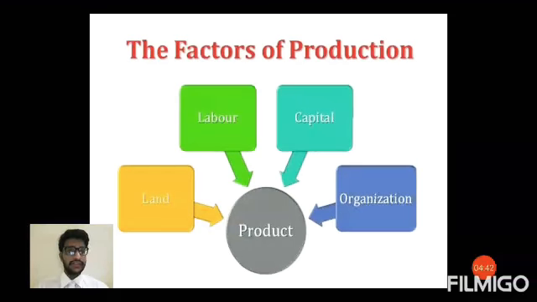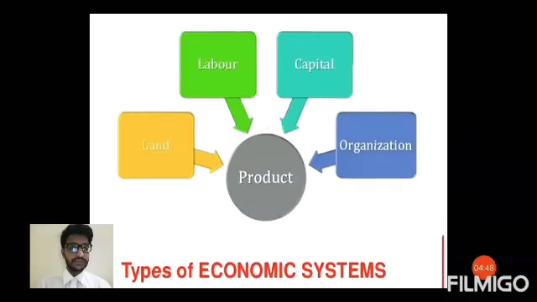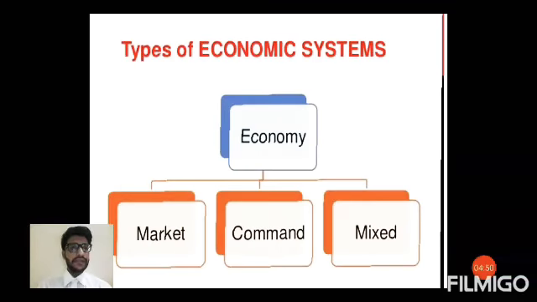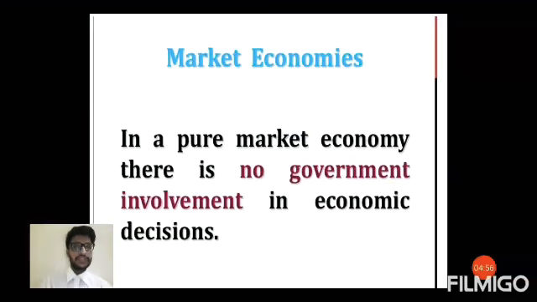Factors of economics. Factors of production: land, labor, capital, organization. Types of economic systems: the first is market, the second is command, and the third is mixed. Market economy is the pure market economy. There is no government involvement in market economic decisions. In market economies, decisions are made by the market, not the government.